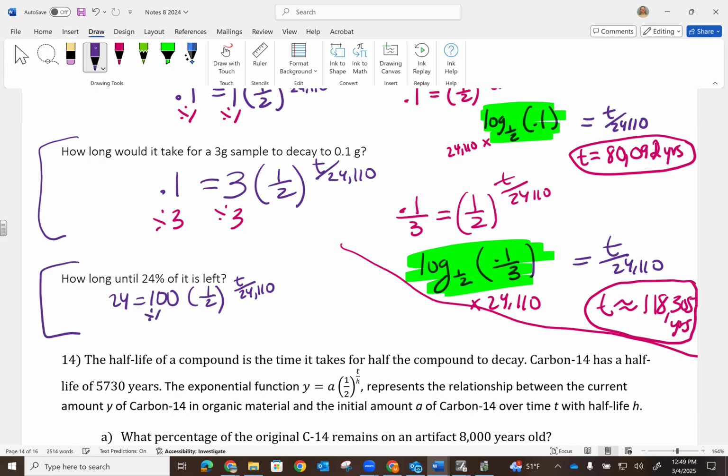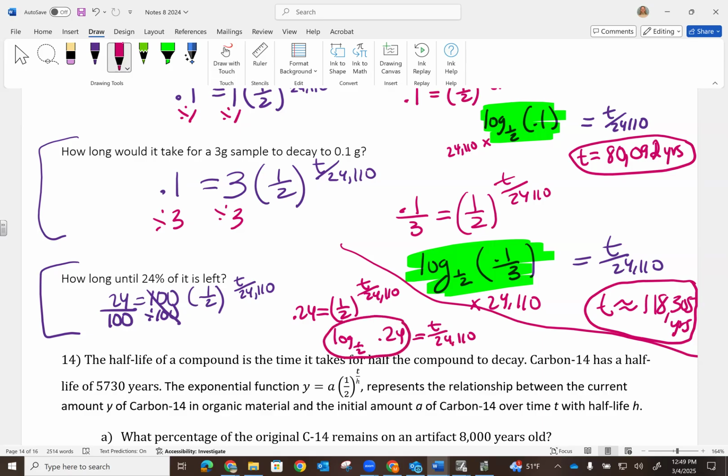Our first step is to divide anyway. And remember, never divide and get a decimal that you round off. You can leave it as a fraction. If it's a decimal that ends, then great, okay? And so then you would take this, okay? That actually makes 0.24. So you got 0.24 equals 1/2 to the T over 24,110. Switch forms. If you evaluate this and then multiply by 24,110, you're going to get T. And that is going to be 49,440 years.